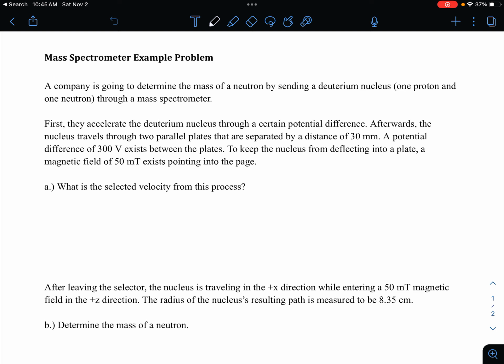So a company is going to determine the mass of a neutron by sending a deuterium nucleus through a mass spectrometer, which is one proton and one neutron. So first, they accelerate the nucleus through a certain potential difference.